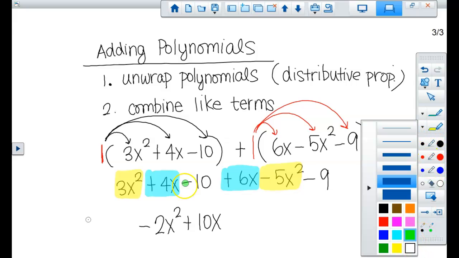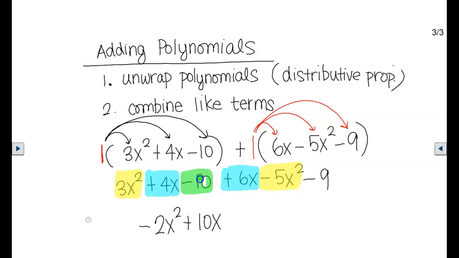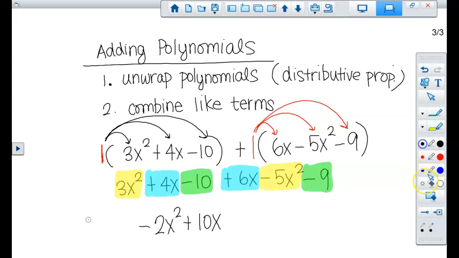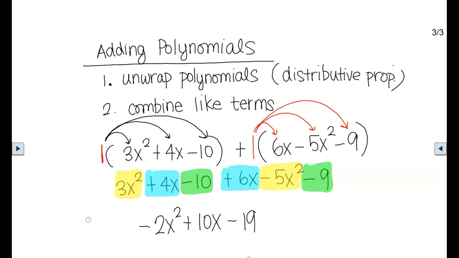And then I'm going to finish this off. Here's a negative 10. Notice that doesn't have a variable. Negative 9 is just like him. He doesn't have a variable either. So I'm going to combine those two. So I'm going to do a negative 10 minus 9, which is a negative 19. And this is my final answer. That has been simplified as much as it can be. So when I add these two polynomials together, this trinomial will be my final answer. So negative 2x squared plus 10x minus 19.